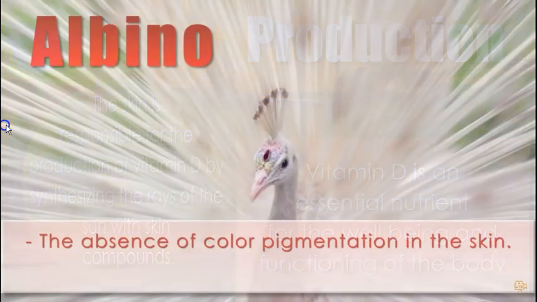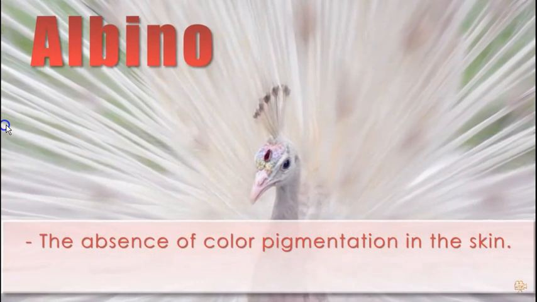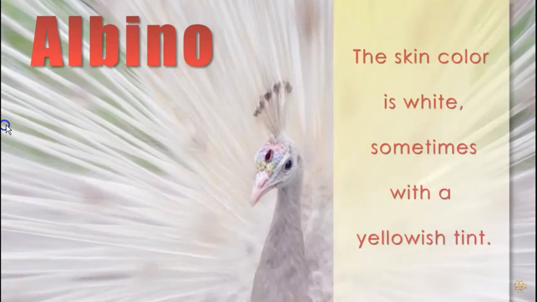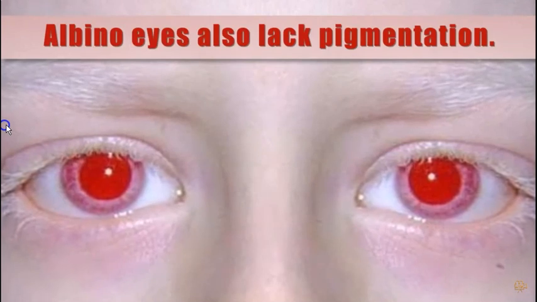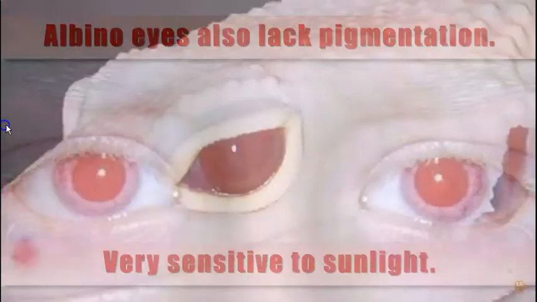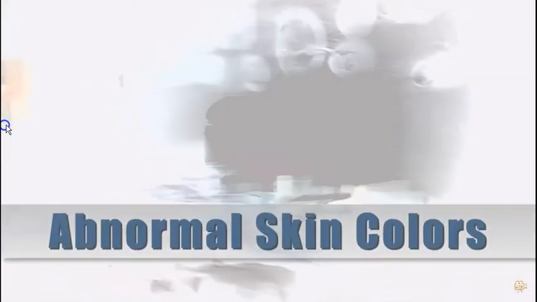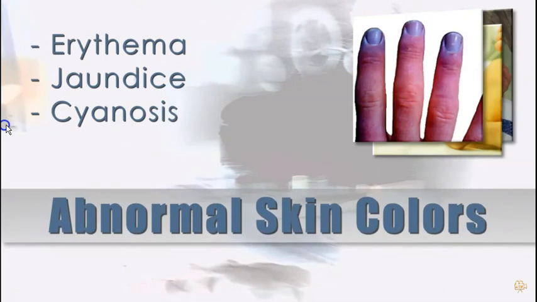Albino is the absence of color pigmentation in the skin. Individuals born with this genetic inheritance lack the ability to produce melanin. The skin color is white, sometimes with a yellowish tint. Their eyes also lack pigmentation, which makes them dark pink or red and very sensitive to sunlight. Some abnormal skin colors are erythema, jaundice, cyanosis, and gray or brown.